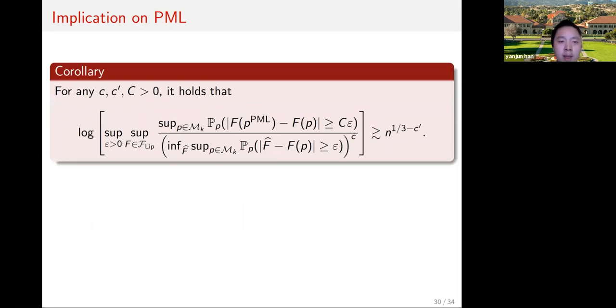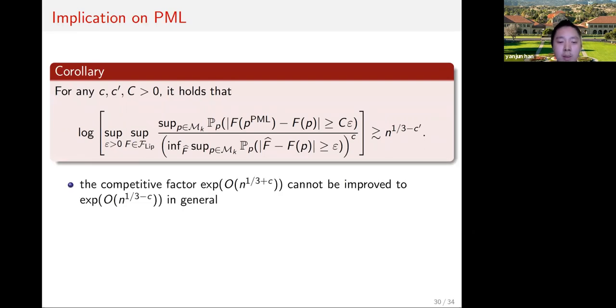The direct corollary on the PML is as follows. That is, our previous competitive factor in the competitive analysis is actually tight. Meaning that the factor e to the power of n to the 1/3 plus c cannot be improved to e to the power of n to the 1/3 minus c in general. This is very easy to see, because if such an improvement was possible, then the PML plug-in approach would have been adaptively optimal for some accuracy parameter epsilon much smaller than n to the -1/3, which is a contradiction to the previous theorem.